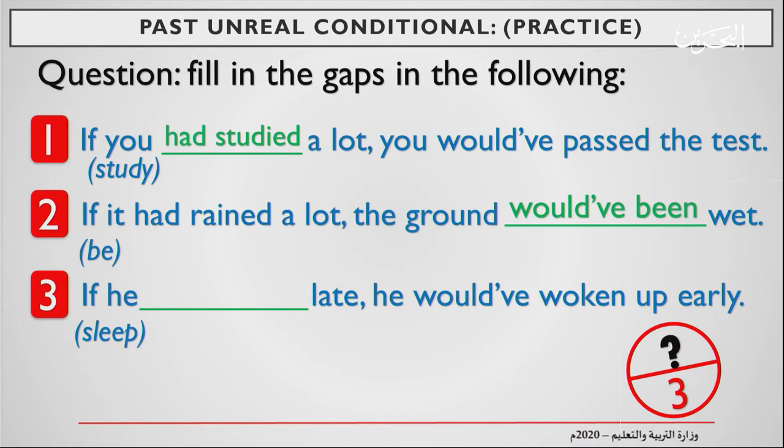Now let's check the model answer. Hadn't slept. If he hadn't slept late, he would have woken up early. I changed this to negative because the meaning requires it. Now give yourself a mark of three and let's carry on.